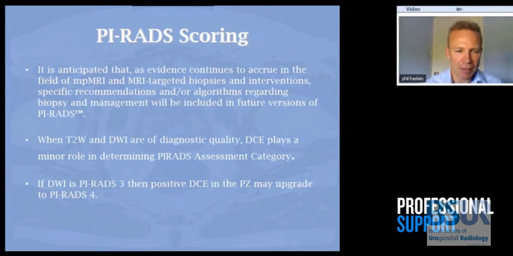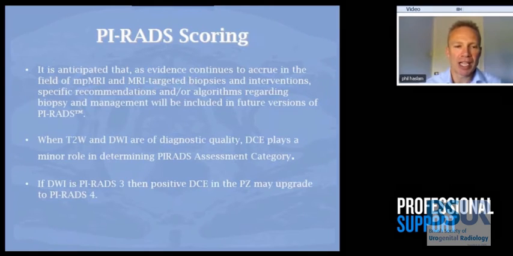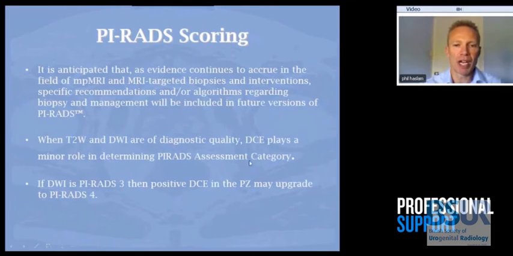The other interesting thing they said, which I would entirely agree with, is when T2 weighted imaging and diffusion weighted imaging are of diagnostic quality, dynamic contrast enhancement plays a minor role in determining PI-RADS assessment category. Doesn't mean it's not worth doing, but it's less important than the other two imaging techniques. And where this comes into play is if diffusion weighted imaging gives you a PI-RADS 3 lesion, i.e. intermediate, you're not sure, positive contrast and early contrast enhancement in the peripheral zone could upgrade this to a PI-RADS 4 and could sway you between biopsying that lesion or not biopsying that lesion or biopsying a different lesion. So contrast is worth giving.